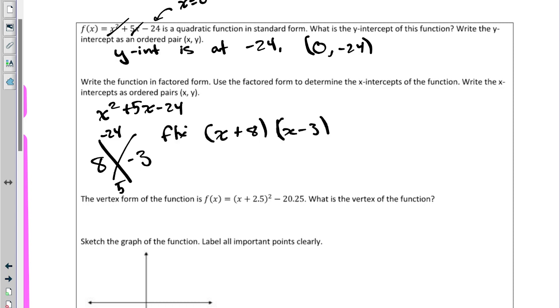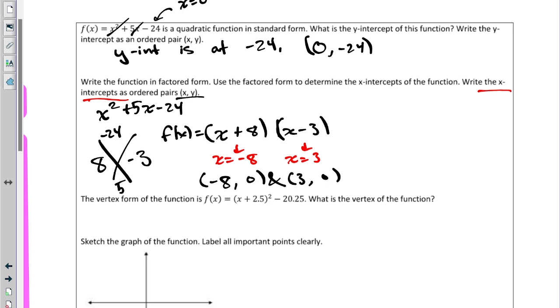F of x equals. Then if we need to find the x-intercepts, all we need to do is find the values of x that make the function 0, the output 0, which means we're just finding the values of x that make these 0. That's x equals -8, and that's x equals +3, which means my 2 x-intercepts are at these ordered pairs, -8, comma 0, because that's the output there, and 3, comma 0.